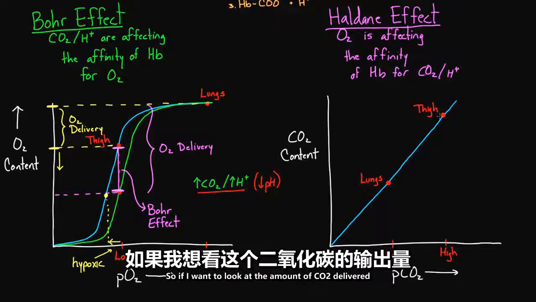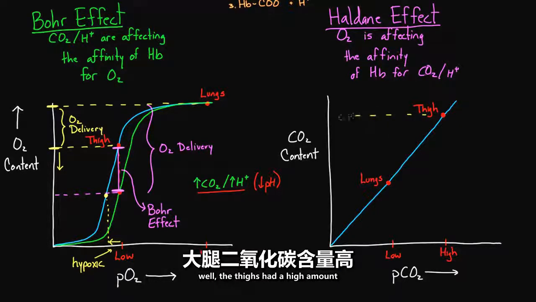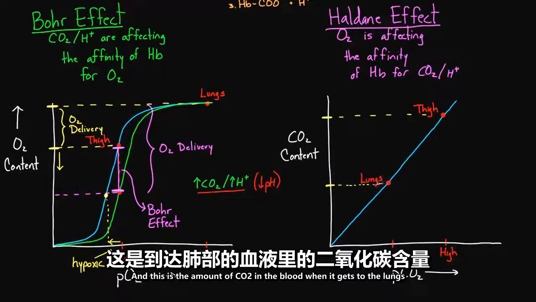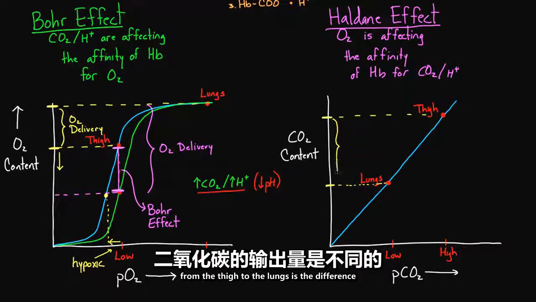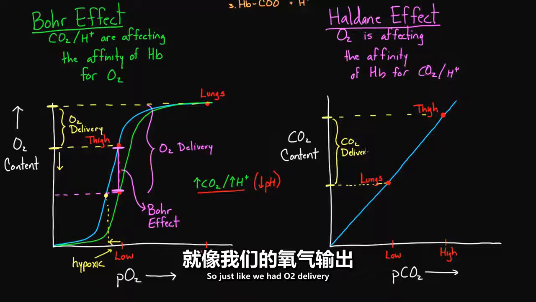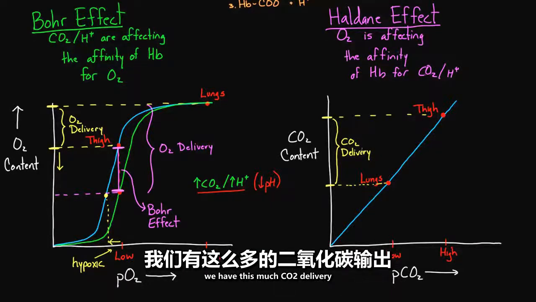So if I want to look at the amount of CO2 delivered, we do it the same way. We say, okay, the thighs had a high amount. This is the amount of CO2 in the blood, remember? And this is the amount of CO2 in the blood when it gets to the lungs. So the amount of CO2 that was delivered from the thigh to the lungs is the difference. And so this is how much CO2 delivery we're actually getting. So just like we had O2 delivery, we have this much CO2 delivery.